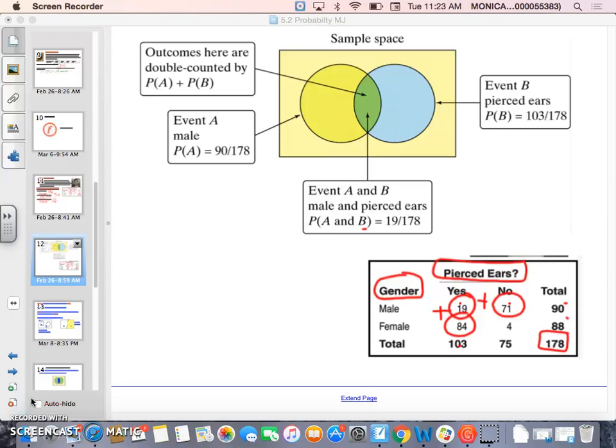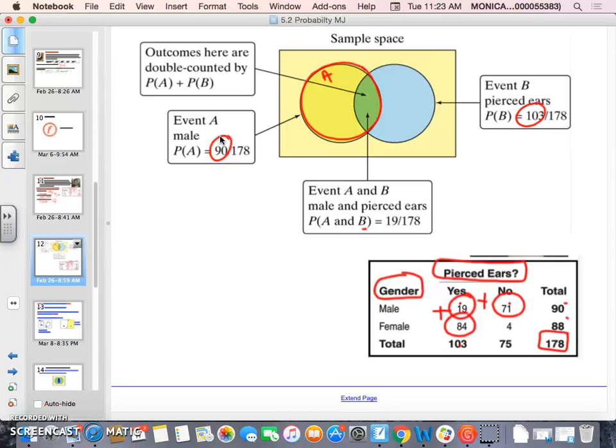So what we can look at is how we're going to divide up our Venn diagram. First of all, this is going to include our entire sample space. Our event A was how many people were male. And so we said that 90 out of 178 are male, and that would be included in this part right here. We'll call this A. And over here, event B was pierced ears. And we said that there were 103 people that had pierced ears. So over here in the blue area would be B.